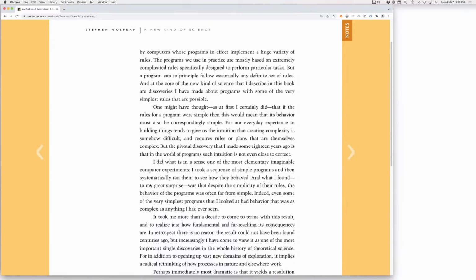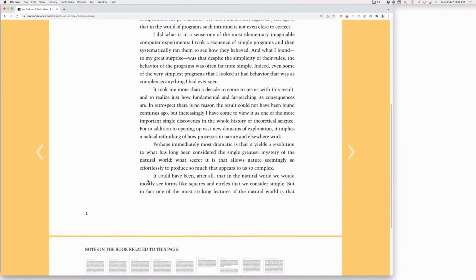Indeed, some of the very simplest programs I looked at had behavior that was as complex as anything I'd ever seen. It took me more than a decade to come to terms with this result and to realize just how fundamental and far-reaching its consequences are. In retrospect, there's no reason the result could not have been found centuries ago, but increasingly I've come to view it as one of the more important single discoveries in the history of theoretical science. For in addition to opening up vast new domains of exploration, it implies a radical rethinking of how processes in nature and elsewhere work.